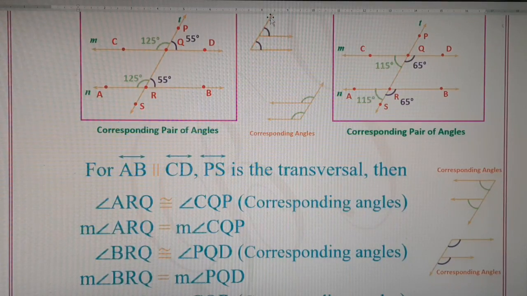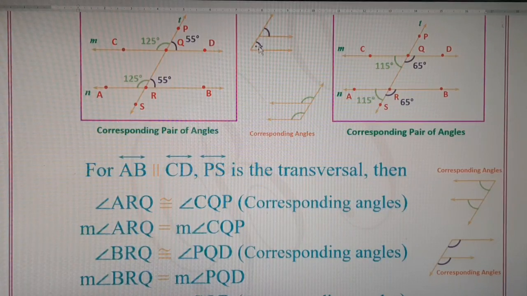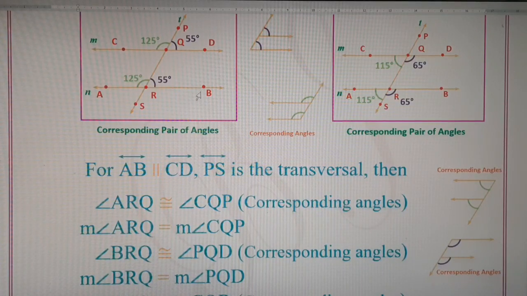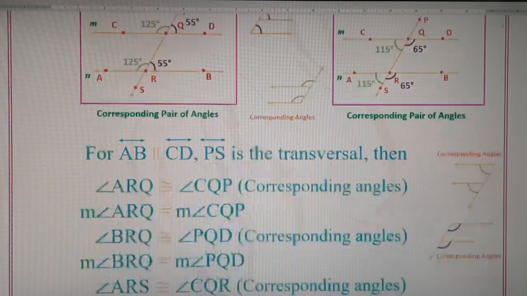Angle PQD and angle BRQ. If you look in this pattern, BRQ is here and PQD is the second angle. So these two angles form corresponding angles. So we can say angle PQD and angle BRQ form a pair of corresponding angles and they are of equal measure.